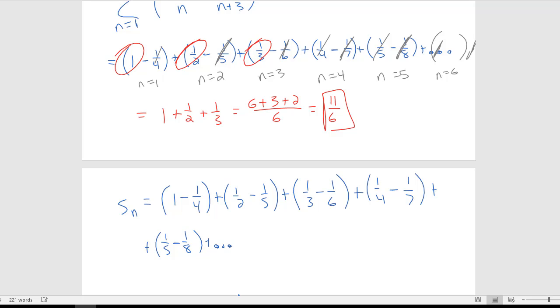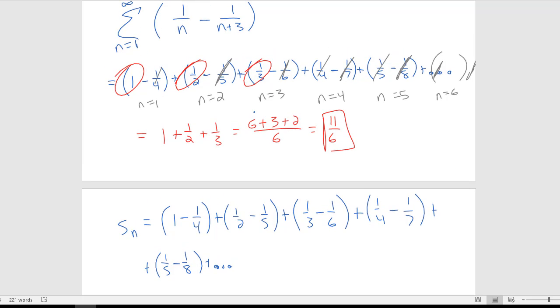And then what I like to do is back up a couple terms. And what I mean by that is, this is the nth expression. 1 over n minus 1 over n plus 3 is the nth term. Right? So I'm going to back up to the n minus second term. So I'm going to plug in n minus 2, then I'm going to plug in n minus 1, and then I'm going to plug in n, and I'm going to stop there. There's the sum of my first n terms. Right? So that's how I like to develop this.